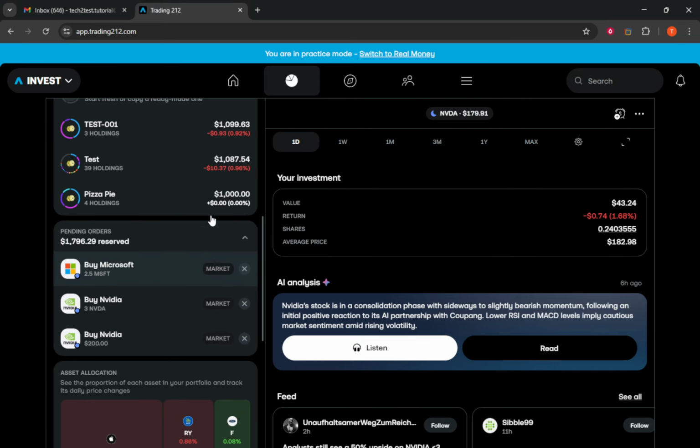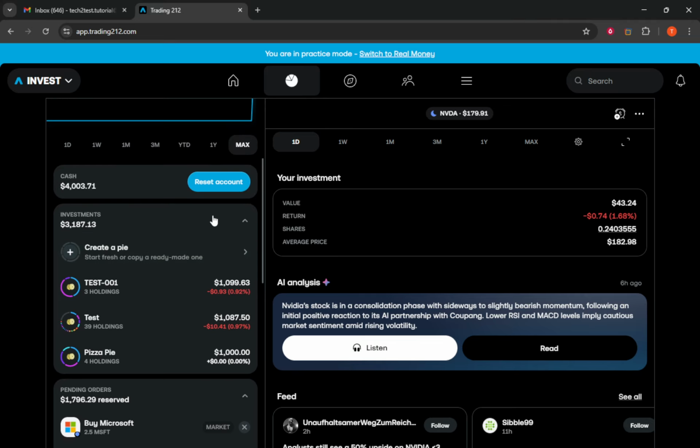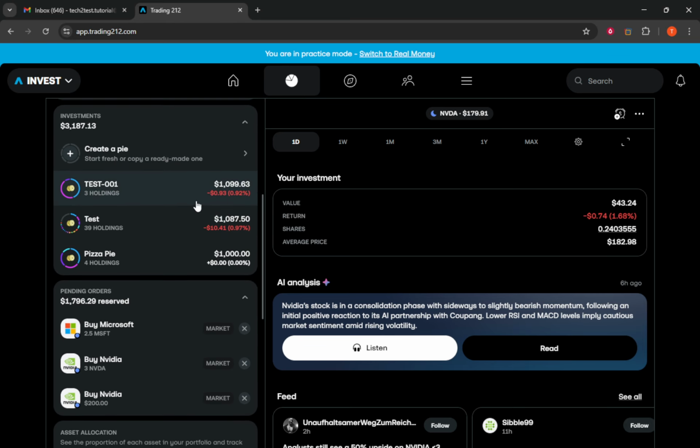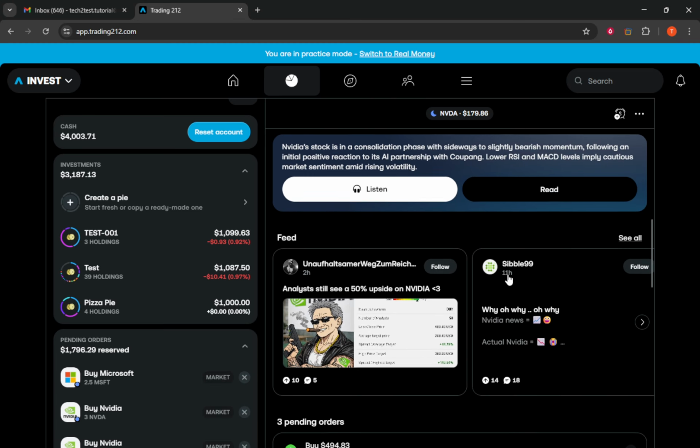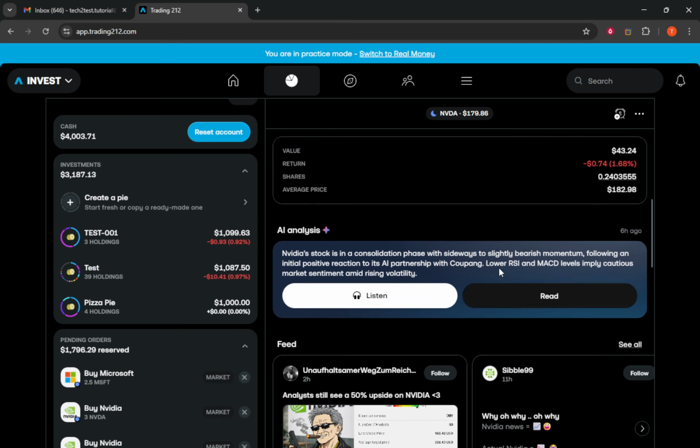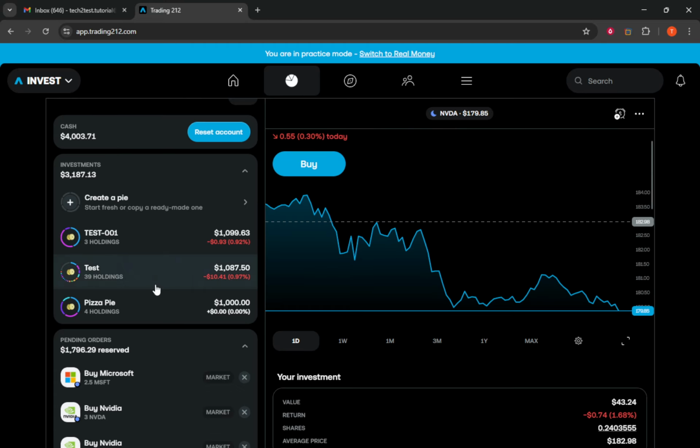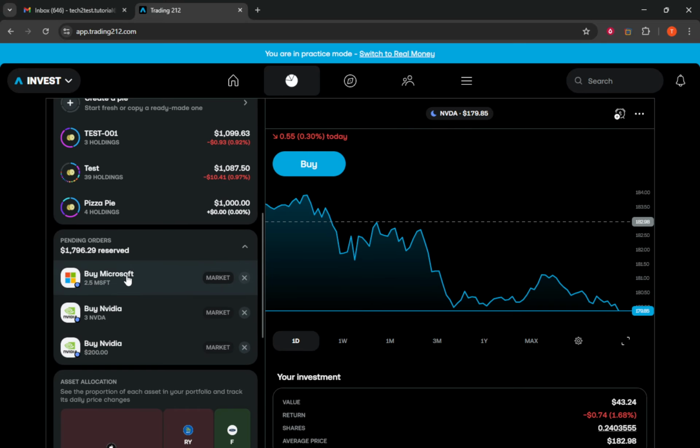Next is your list of holdings. This breaks down each stock or ETF you own, showing the quantity you hold, the current market price, and the profit or loss for that specific position. If you want more detail, tap any individual stock to open its full page with deeper insights and performance history.